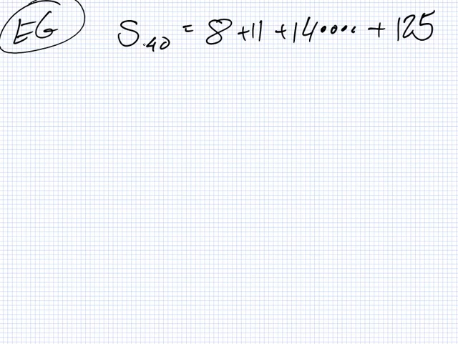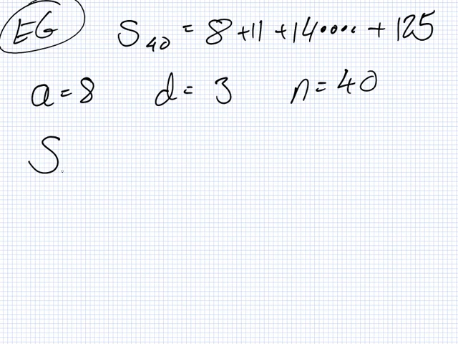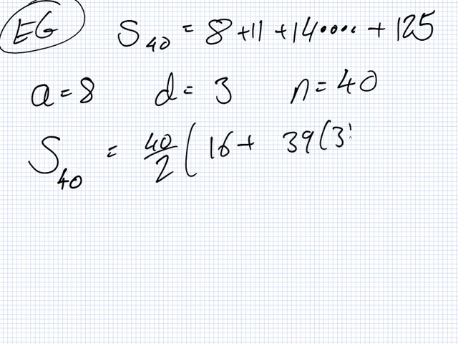Well, if you really wanted to, you could add them all together on your calculator. How many numbers would you be adding together? 40. This would take a while. Or you can use the formula. Let's see. A equals 8, D equals 3 and n equals 40. So, our formula for the sum of the first 40 numbers is n over 2 times 2a plus n minus 1 times d.